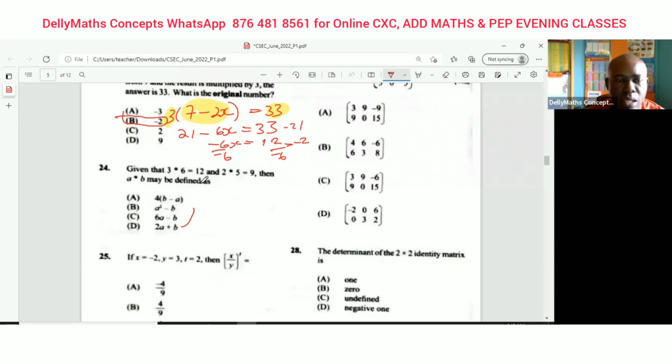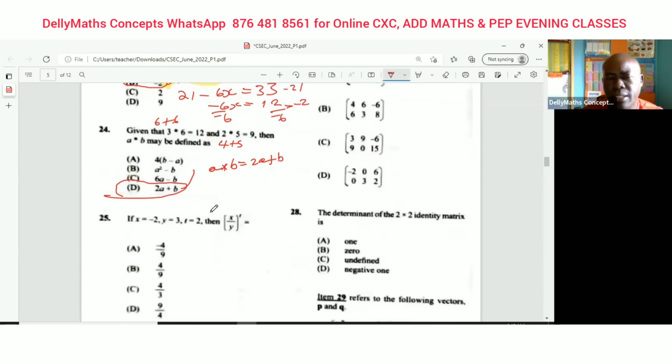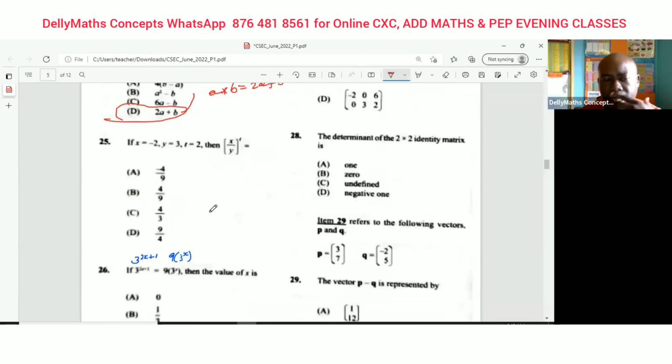2A plus B. All right, so is this correct? 2 3s, 6 plus 6, 12. 2 2s, 4 plus 5, 9. So the answer is 2 times the first number. So basically this is saying that A asterisk B is going to give you 2 times A plus B. So a lot of times you can use your answers and then get the answer.